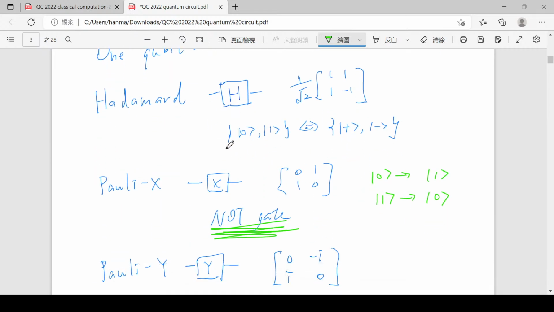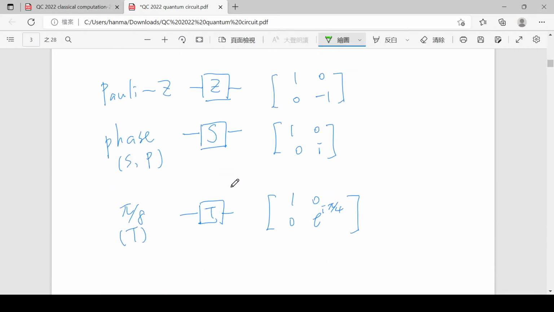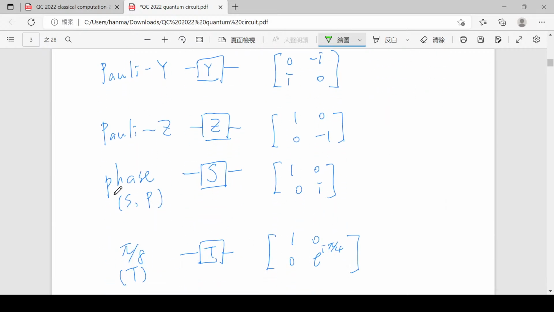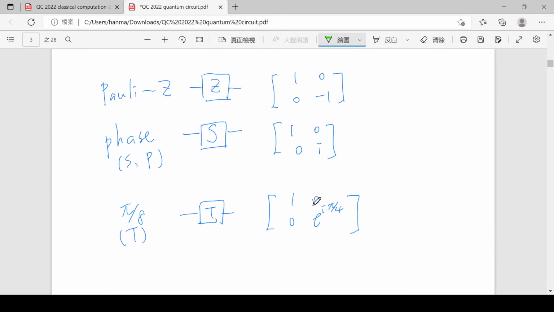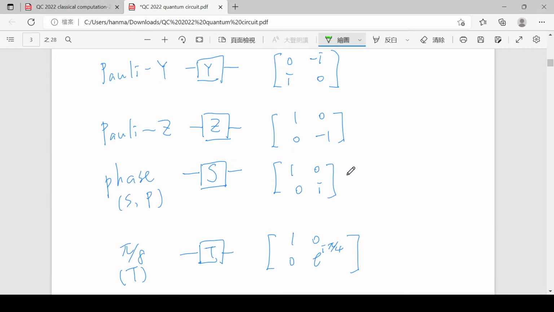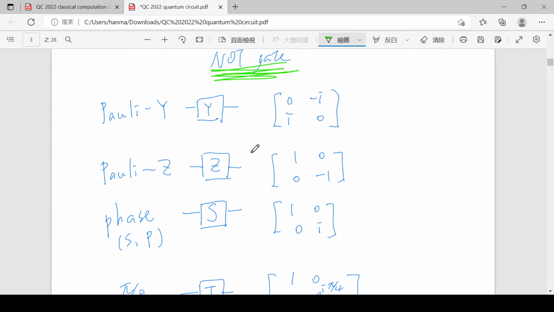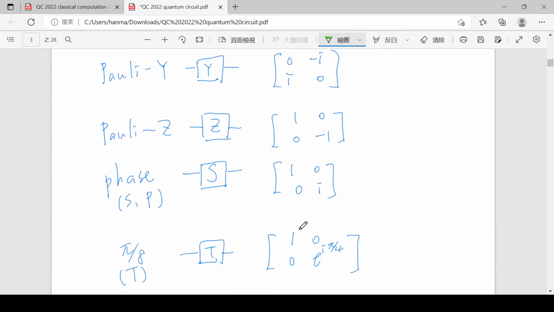Okay, so Hadamard, Paulis. And then there are the less well-known gates, so you better know them, but not strictly required. First of all, this is the phase gate. The phase gate and this pi over 8 gate are very similar because they are basically the square root of Z and the square root of the square root of Z. So this phase gate is this 1, 0, 0, i. And you see this i is the square root of -1.